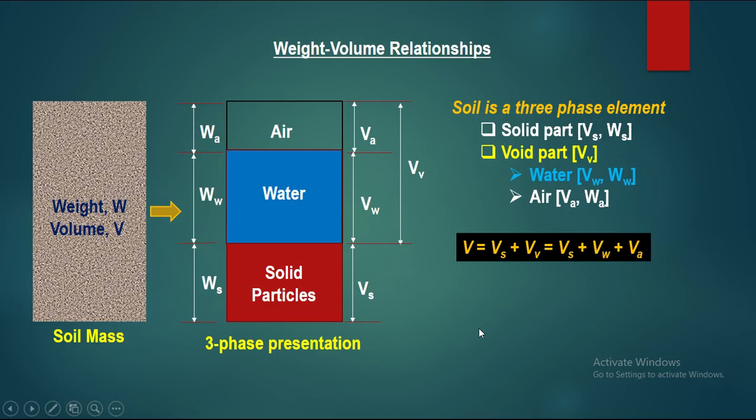So, to give you an expression of the total volume. The total volume of a soil mass consists of basically volume of solid and the volume of void, and the volume of void can be split into two parts, that is volume of water and air. And the weight expression consists basically of weight of solid, weight of water, and weight of air. Weight of air being insignificant, the total weight may always be taken as equal to weight of solid particles and weight of water only.